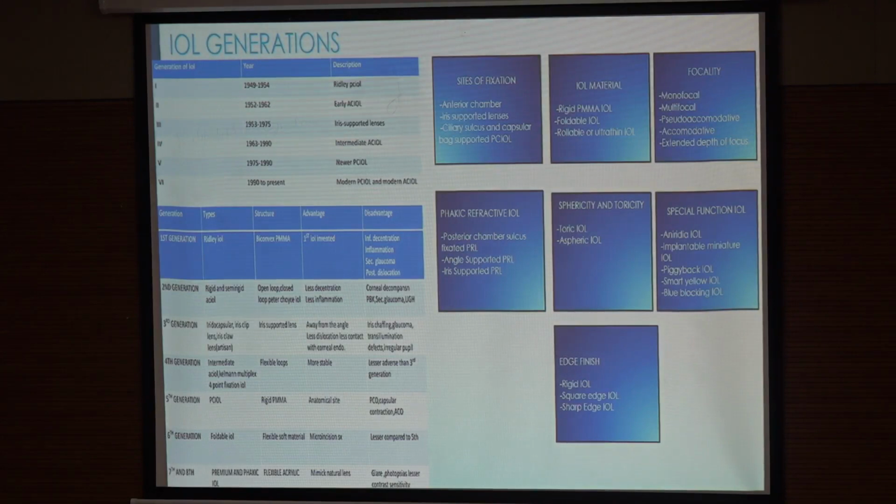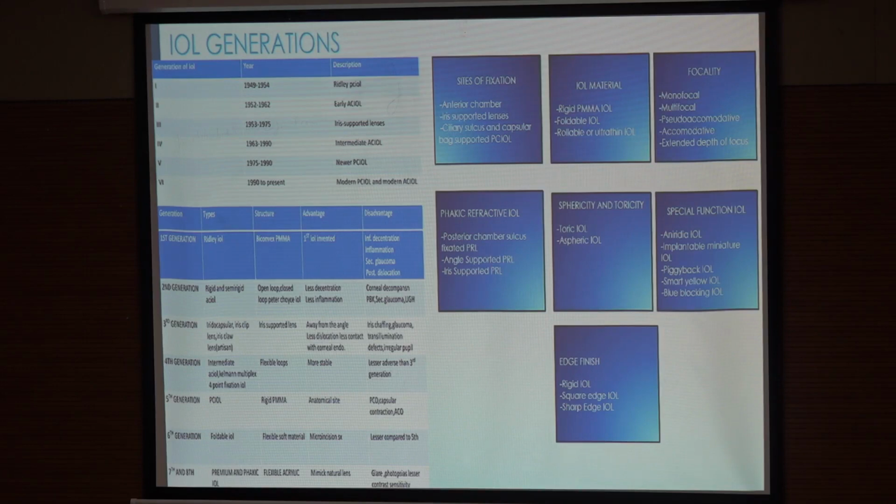Depending upon the years, we have the Ridley PC IOL, which was implanted in the year 1949, 1954, and later on. The first generation of IOLs that was invented had PMMA, and the latest we have are the 7th and the 8th generation, which include the premium and the phakic IOLs.